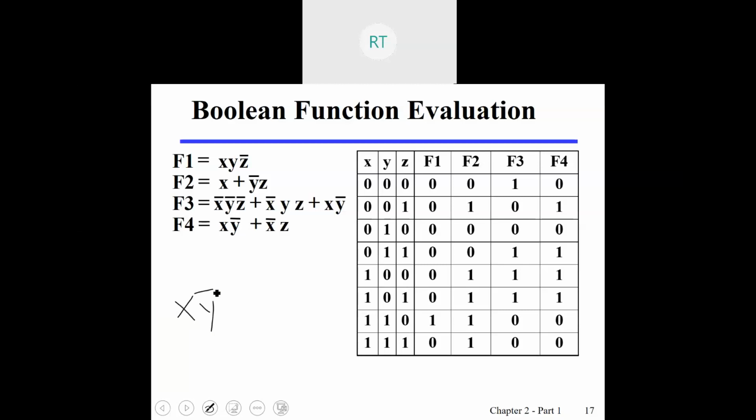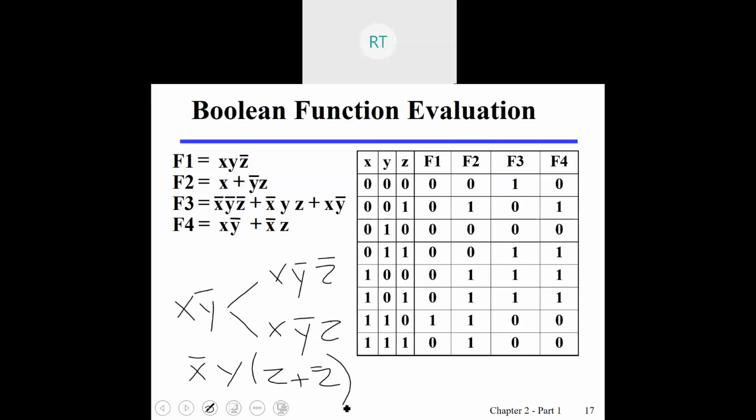Okay, z is missing. So you have two cases here. It could be x, y bar, z bar, or x, y bar, z. Okay? This is equivalent. Why? Because when you do x bar y, it is as if you have, between parentheses, z plus z bar, which is equal to 1. So this is why x, y bar is actually x, y bar, z bar, and x, y bar, z.